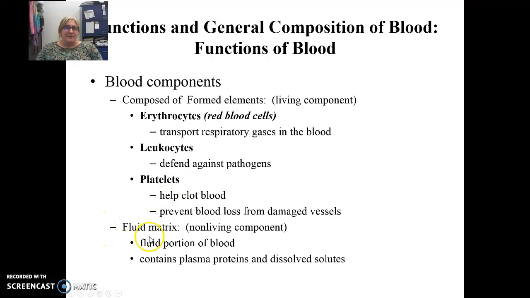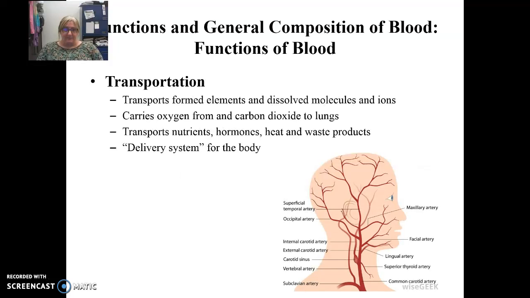The non-living component of blood is called the plasma. So this is the matrix of our blood connective tissue. And it's mainly composed of water with multiple solutes in it. So I mentioned the three basic functions are transportation, regulation, and protection.